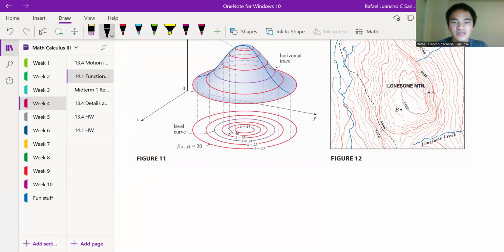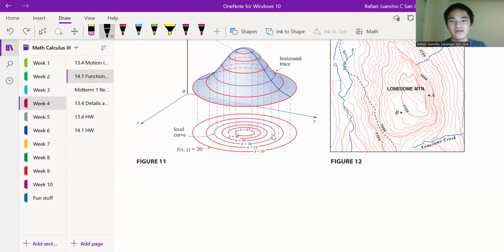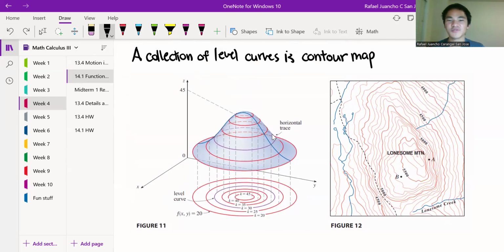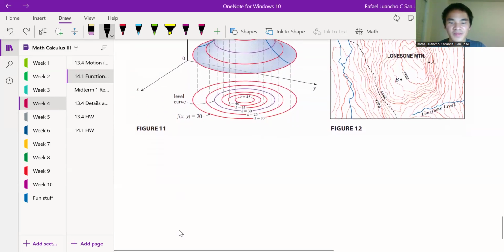And then at a certain k, we have that corresponding horizontal trace. And we call these red things level curves. Yeah, they highlighted it. And a collection of these level curves, right? So that whole thing is a contour map. And so this gives us some perspective on what the shape is going to be in 3D. So yeah, one common example of level curves occurs in topographic maps of mountainous regions, such as the map in Figure 12.